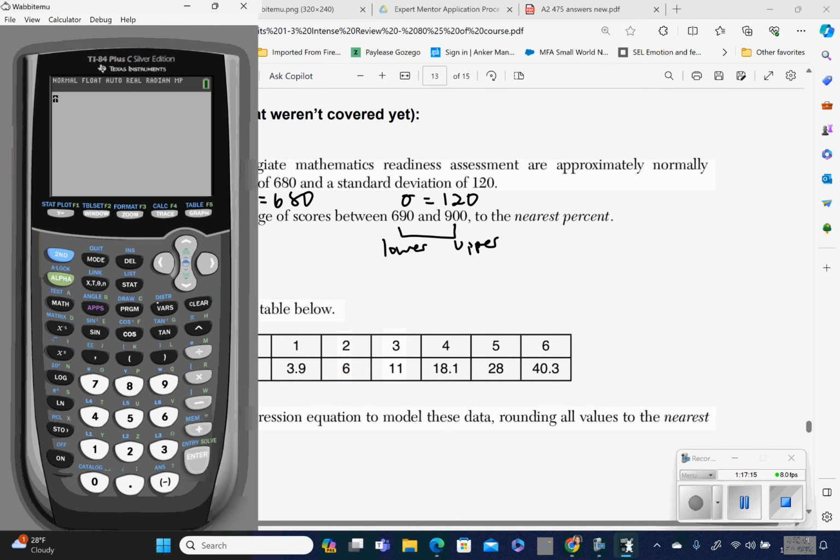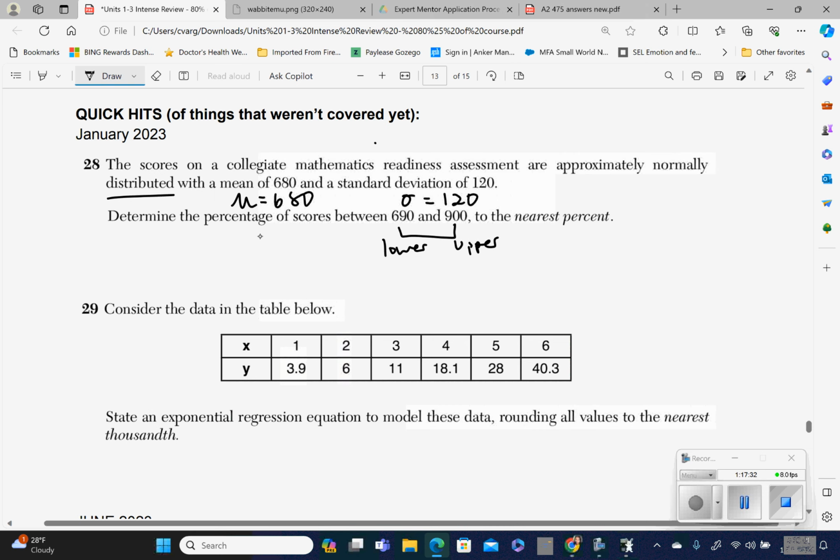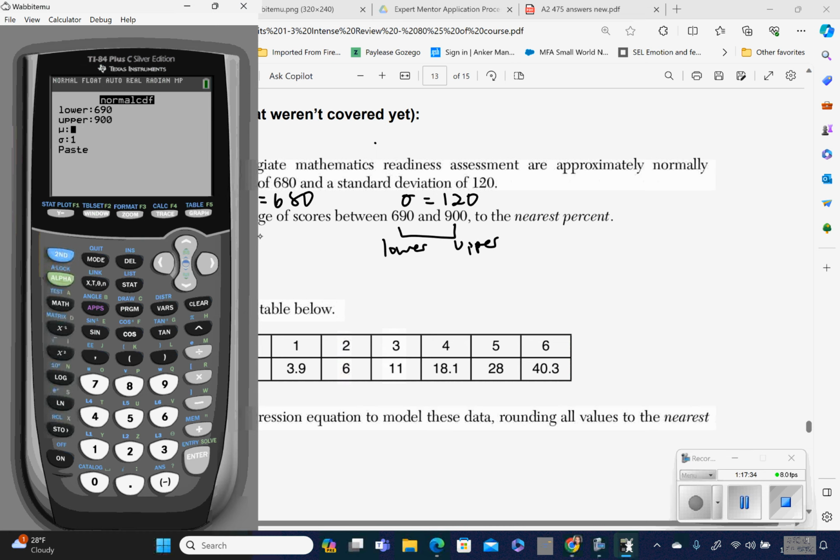So you hit second and VARS. VARS is right next to clear, and you're always going to do option number 2. So the lower, we're going to replace it with 690. The upper, we're going to replace it with 900. The mean, they told us the mean is 680, so we're going to put 680 here. Hit enter. Standard deviation is 120. Hit enter. Enter again. Enter again.